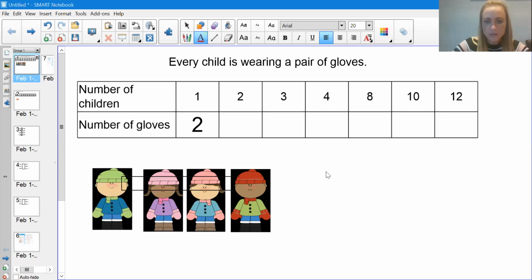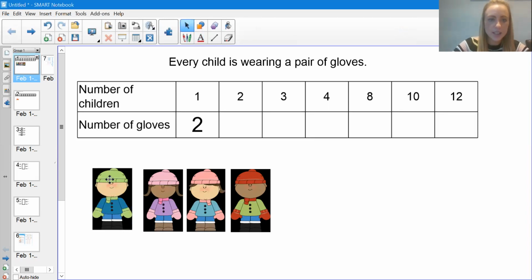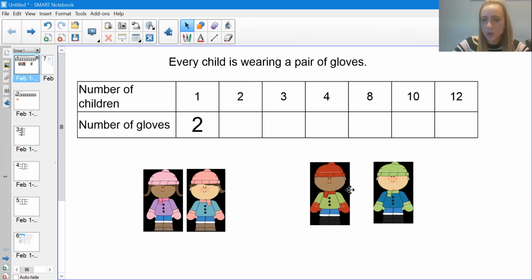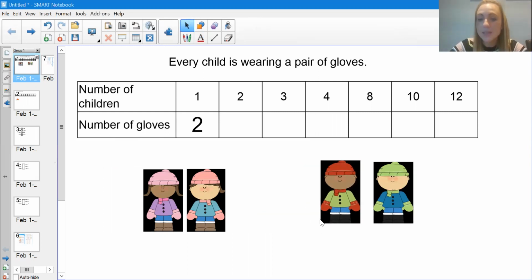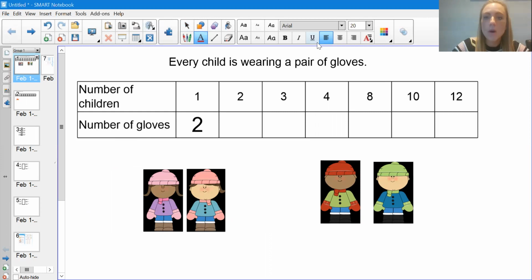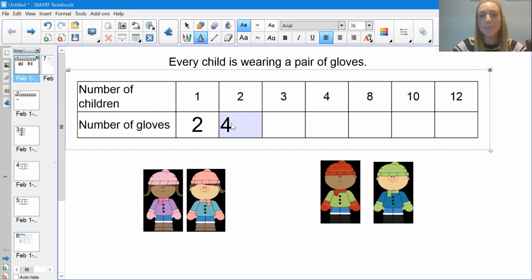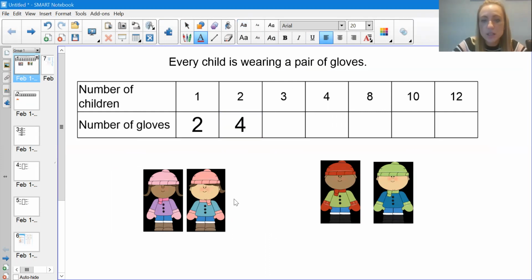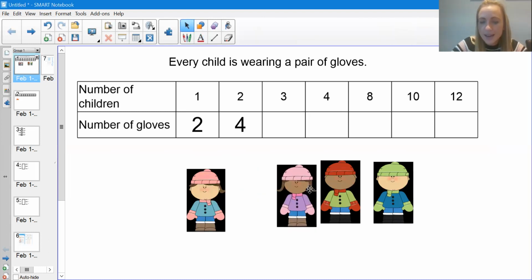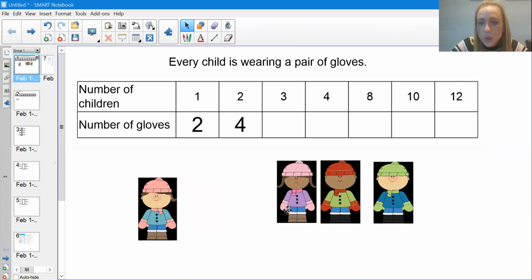If I have two children, so I have 1, 2, how many gloves have I got now? Let's count together. 1, 2, 3, 4. I've got 4 gloves. So I'm going to put the number 4 in there because every child has 2 gloves. Now let's have a look at this one here. Now I've got 3. The number of children is 3. So I'm just going to bring another child across. I've got 3 children. That's 1, 2, 3, 4, 5, 6 gloves.